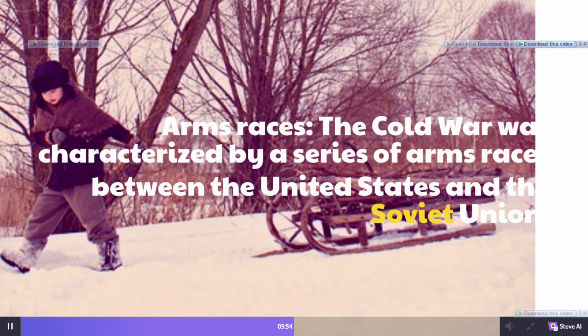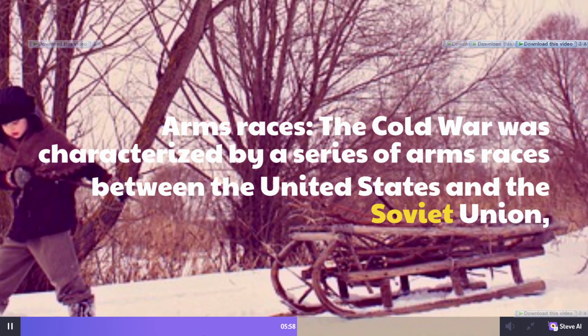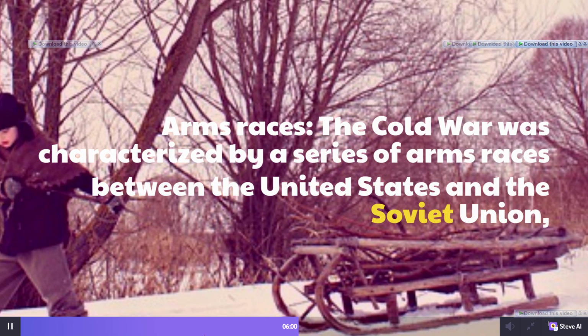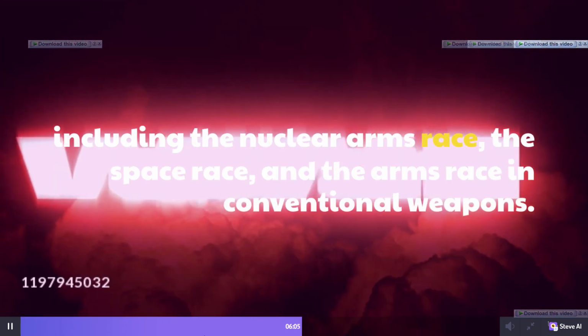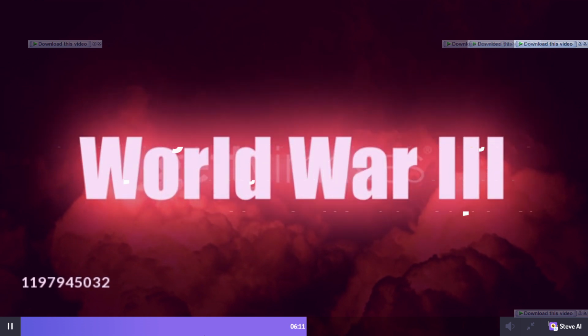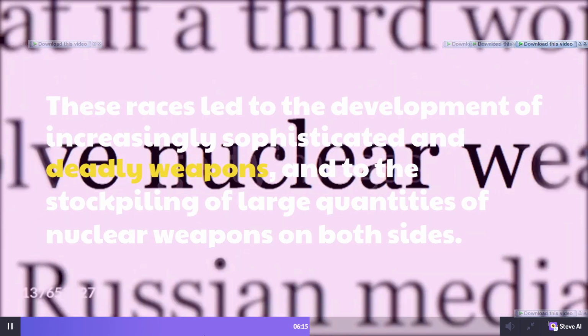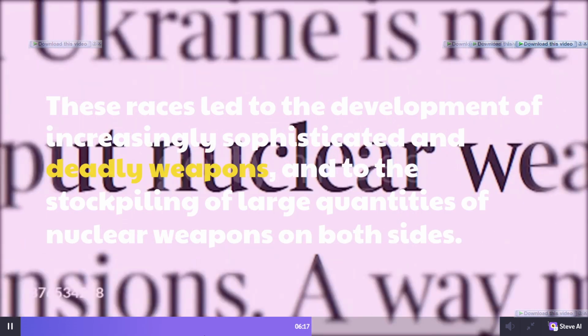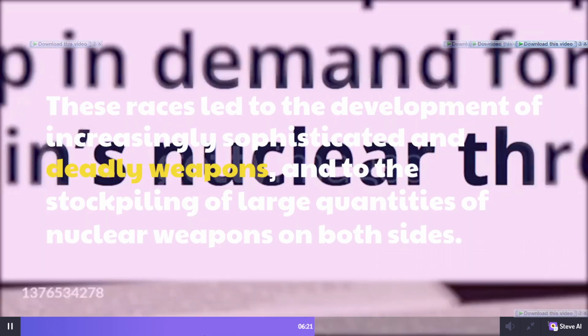Arms races. The Cold War was characterized by a series of arms races between the United States and the Soviet Union, including the nuclear arms race, the space race, and the arms race in conventional weapons. These races led to the development of increasingly sophisticated and deadly weapons, and to the stockpiling of large quantities of nuclear weapons on both sides.